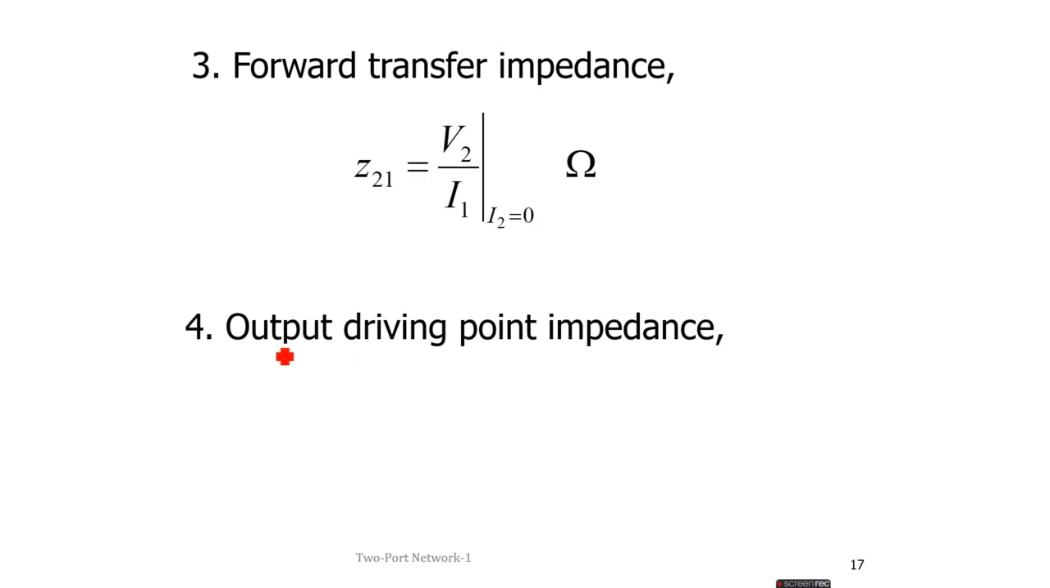The last parameter, output driving point impedance: Z22 equals V2 by I2, with I1 equal to 0. The meaning of this is that the input circuit is open. All these parameters are measured in ohms.